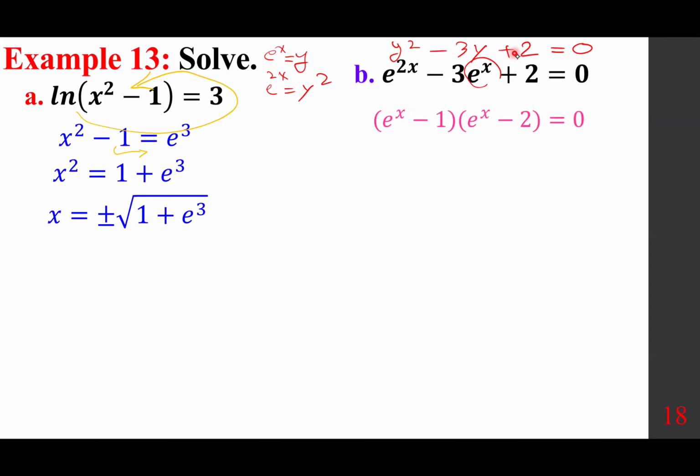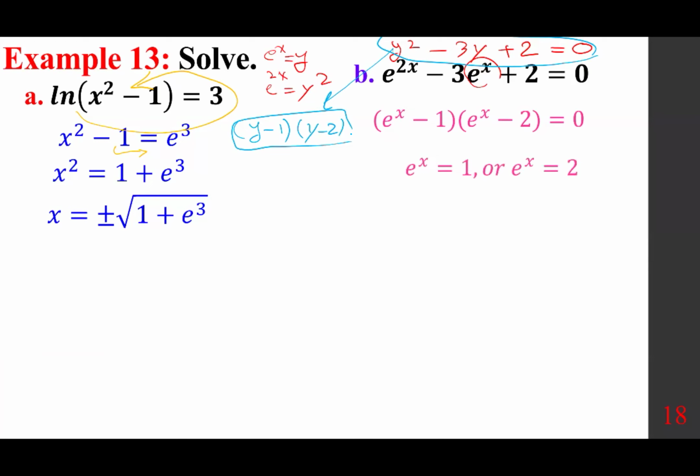If you go with that, you can write y minus 1, y minus 2, okay? And then replace. Either way. So the first one says e to the power of x is 1, and the second one says e to the power of x must be 2.